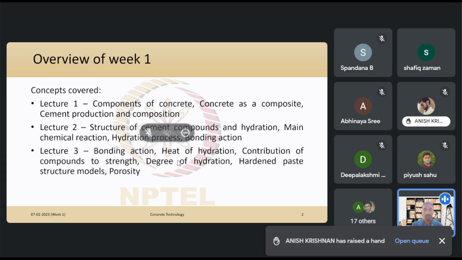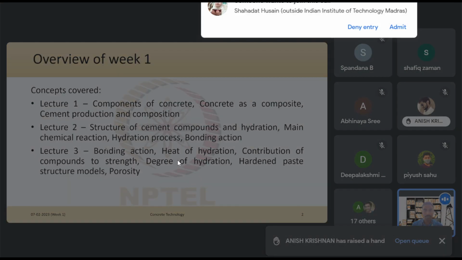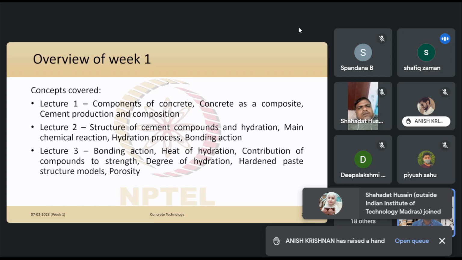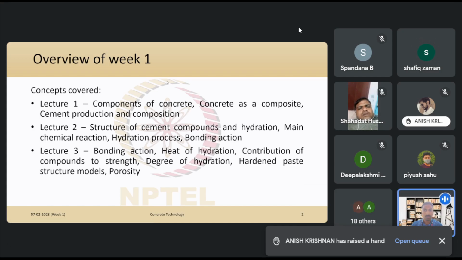And then we looked at something called the degree of hydration. The degree of hydration is nothing but the fraction of the cement that gets hydrated with respect to the total volume of cement that was used. We also looked at different models of hardened paste structure, that is, what the structure of the hardened cement paste is. There are multiple models available in the literature. We looked at some of them, and finally we looked at the porosity of the cement paste, right, at the end.